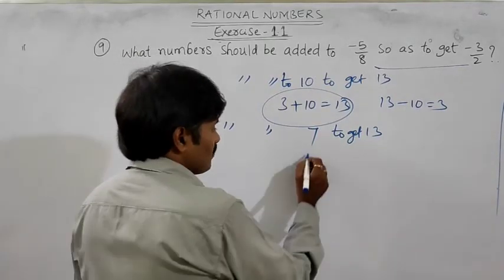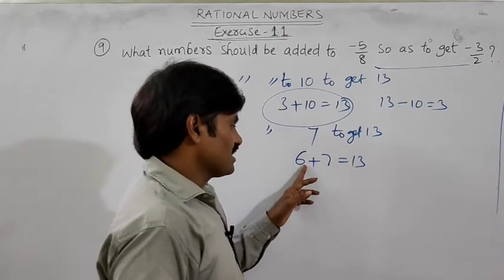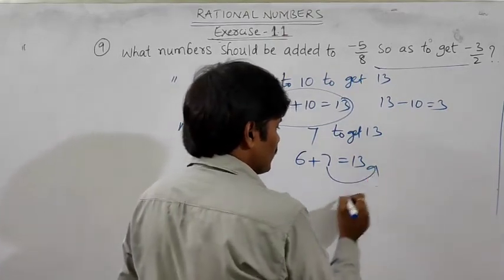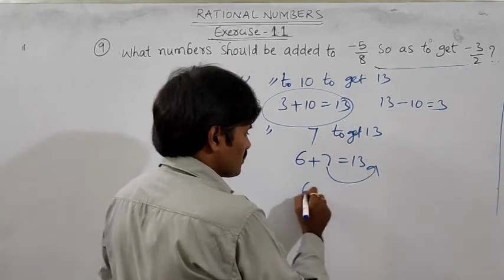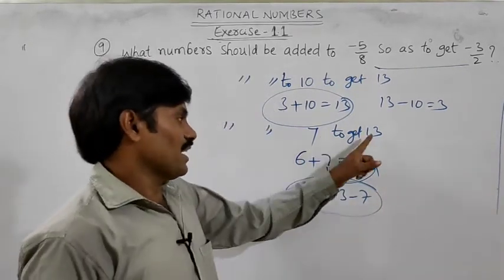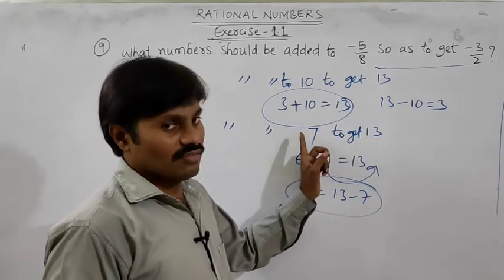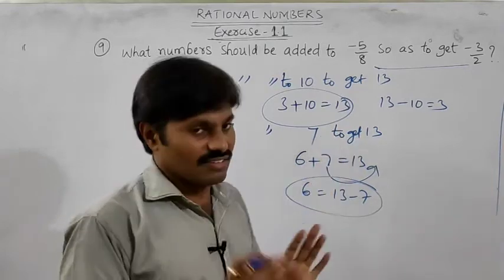So obviously, if we add 6 to 7, we get 13. So how to get this 6? Shift 7 to the other side, then 6 is equal to 13 minus 7. So that means if you subtract 7 from 13, we will get 13 minus 7 is equal to 6.